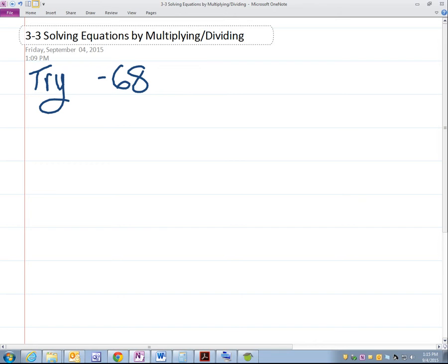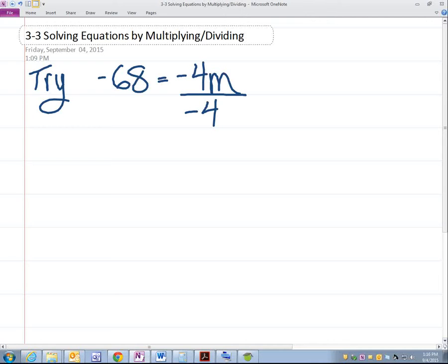Okay, I'm writing. You are writing. So we're going to try negative 68 equals negative 4m. So m is being multiplied together with negative 4. To undo that, what do you think we need to do? Divide by negative 4. Good.